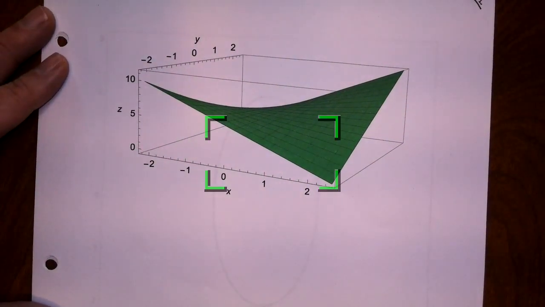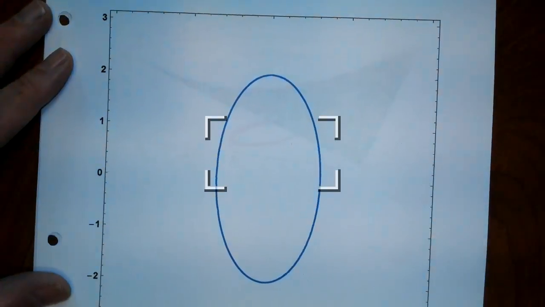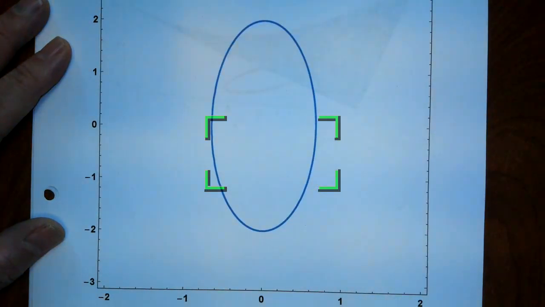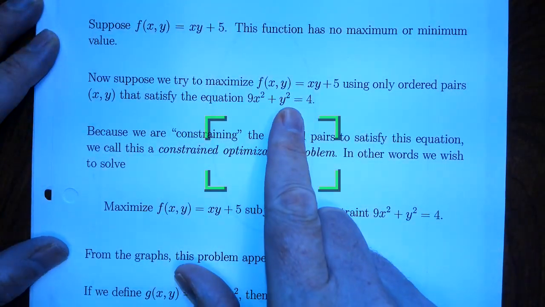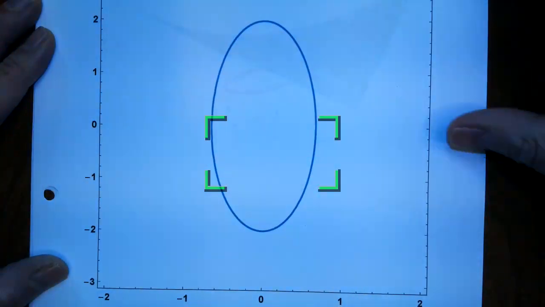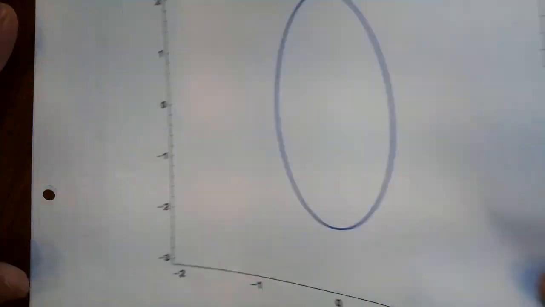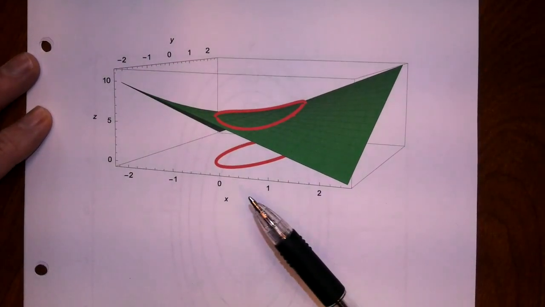Here's our surface f. Here's the ellipse, 9x squared plus y squared equals 4. Now what we're going to do is graph that ellipse in the xy plane. It's going to look like this.